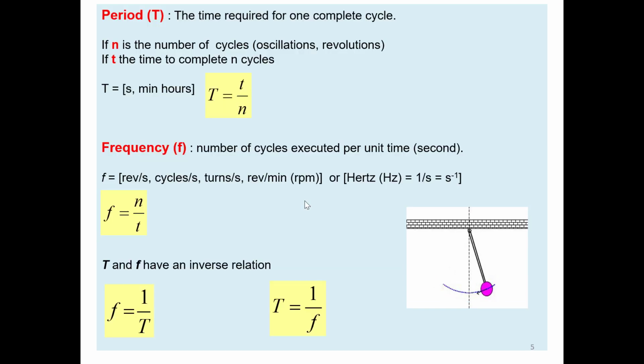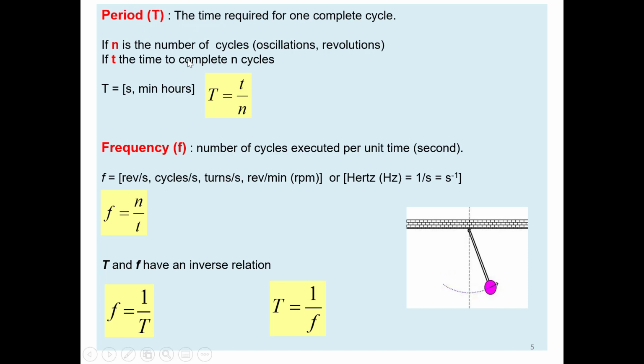One more variable is the period. Period is a special time, and this is why we use capital T for period. It is the time required for one complete vibration. Because it is a time, the period can be in minutes, in seconds, or in hours. The period is just a time.